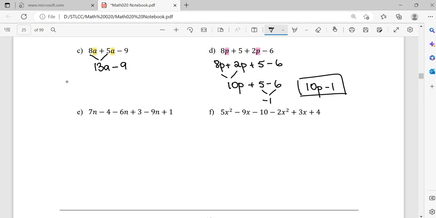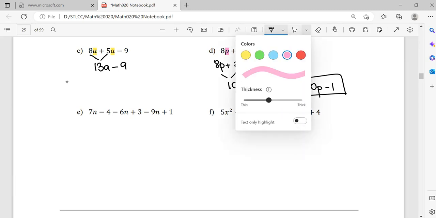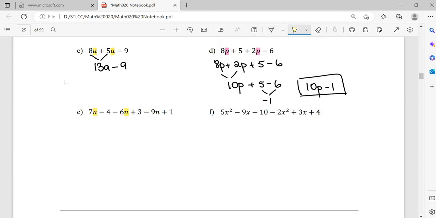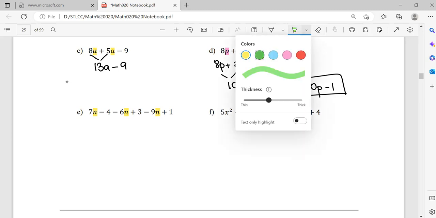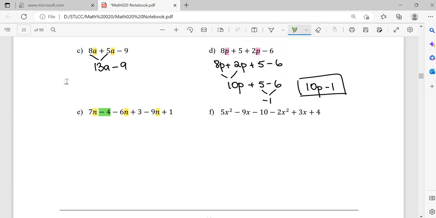Okay. So in part E, you have 7n minus 4 minus 6n plus 3 minus 9n plus 1. So I have, as far as I can see, some n terms, 7n, negative 6n, negative 9n. So all these have the same variable n. So those are the like terms. But then the numbers are also like terms. So I have 4, I have 3, and I have 1. So I have two sets of like terms here. One that has the variable, one that doesn't.